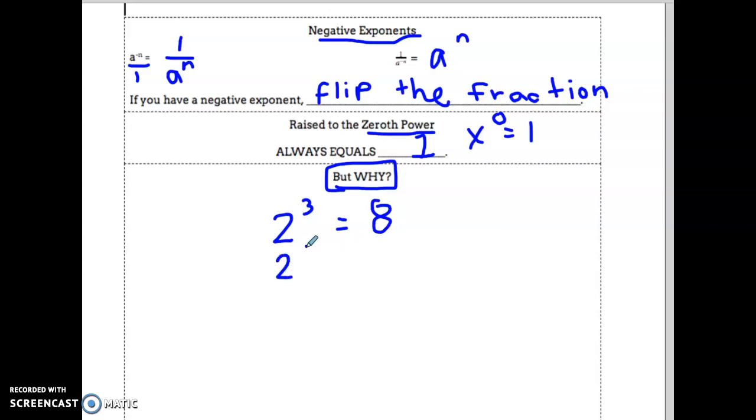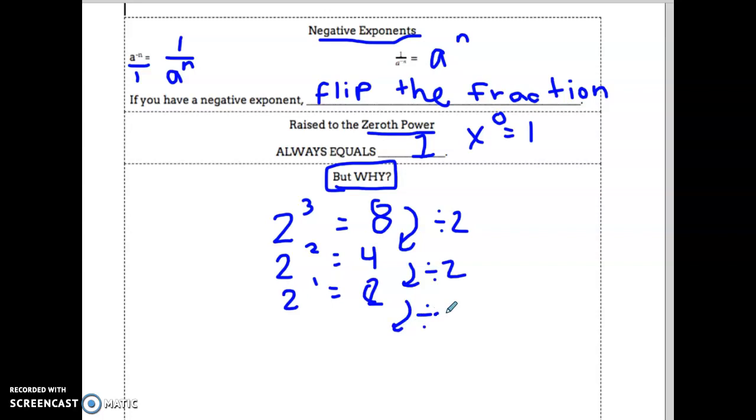And similarly, if we had 2 squared, we know 2 squared is 4. And if we had 2 to the first power, we know that'd be 0. Or, just kidding, it's not 0, it's 2. Testing you. So if we look at this pattern here, we're dividing by 2 each time. So if we followed this pattern and divided by 2 again, I'm now at 2 to the 0th power, so 2 divided by 2 would be 1.